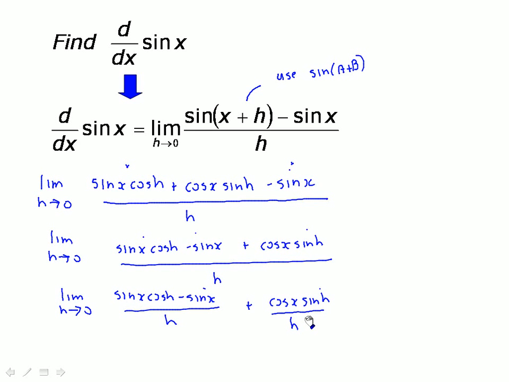I'll bring up a new screen to get some space, but you're probably thinking the same thing I am. First off, this is one big limit. We could split this into two, which I will do when I go through the rest of this. But we also can take out a factor of sine x from that expression, at least the first cluster. So that would turn into the limit as h approaches 0 of sine x, and then factored out we have cos h minus 1 over h, plus then we had cos x times sine h over h.